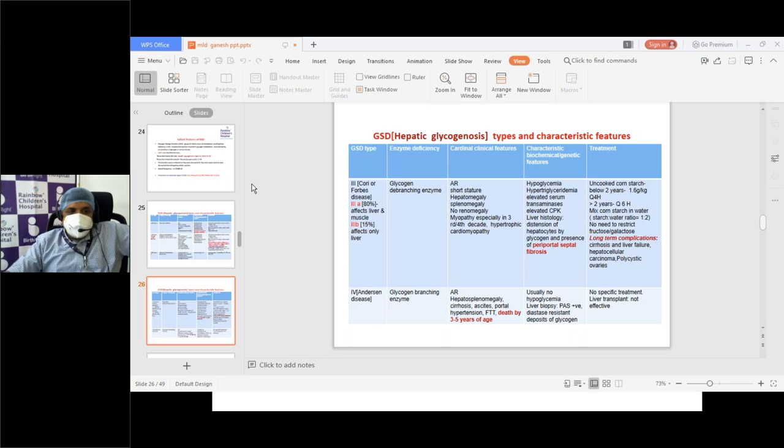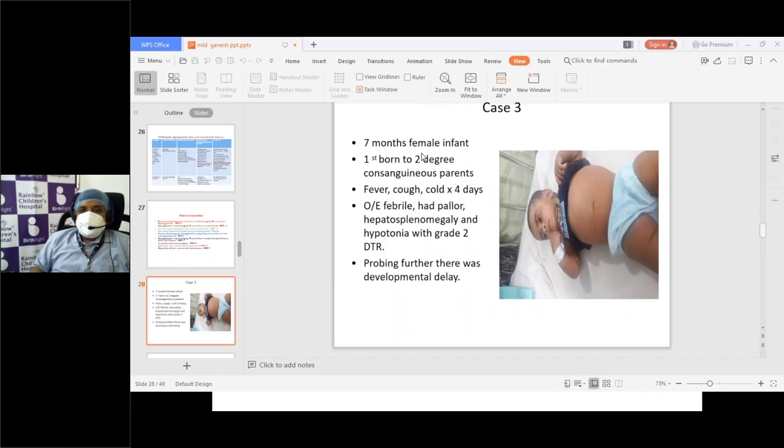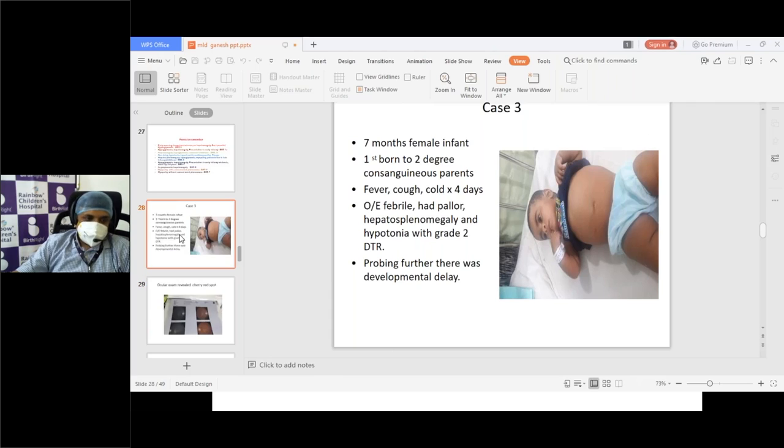So next is a 7-month-old female infant, first born to second degree consanguineous parents. She presented with fever, cough, and cold for 4 days. On examination, she was febrile, had pallor, hepatosplenomegaly, and hypotonia with grade 2 deep tendon reflexes. The mom basically presented only for the respiratory ailment. On seeing the baby and probing further into the history, there was a developmental delay. This child had not even attained head control, and the mother felt the child was floppy.